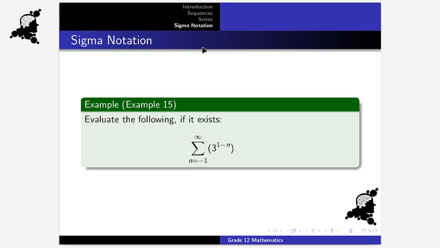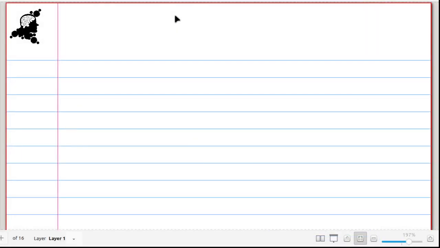Alright, the next question says, evaluate the following if it exists. Let's go back to the writing pad and let's copy down the question. So we've got sigma, and we are given n is equal to negative 1. Sorry, the variable is n is equal to negative 1. We've got infinity at the top, but that's an interesting one. And then we've got 3 to the power 1 minus n.